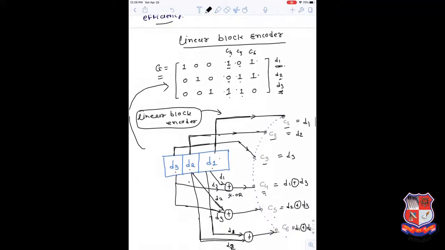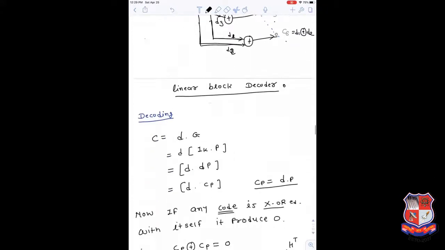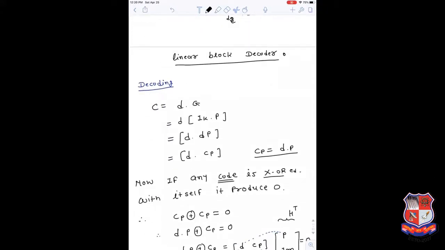And we have also discussed the linear block encoder. A linear block encoder is an encoder in which the input is a data vector and output is a code vector. So the code vector can be obtained by this linear block encoder. We have gone through this. Now today we discuss the decoding process.